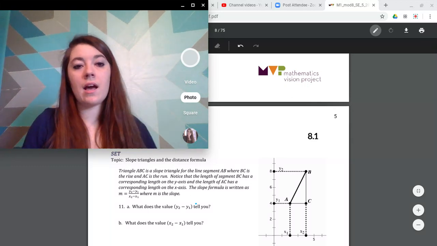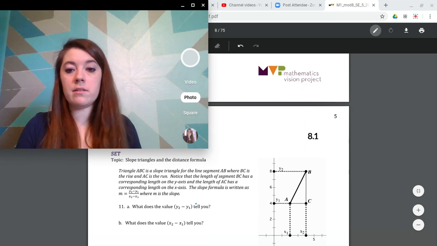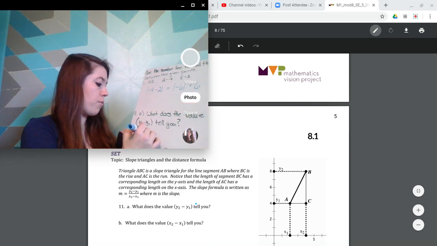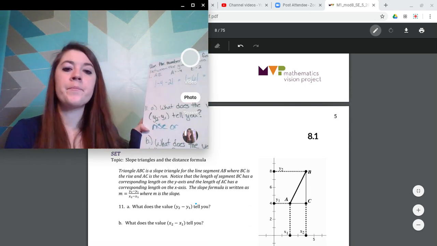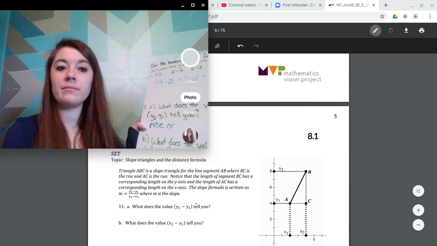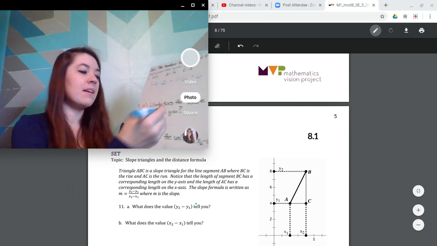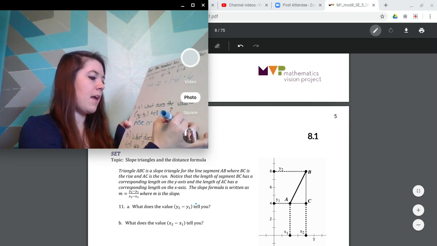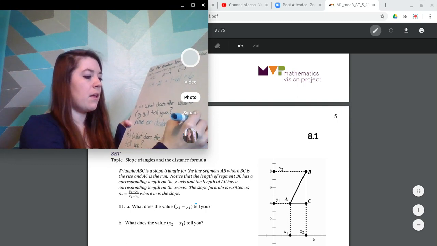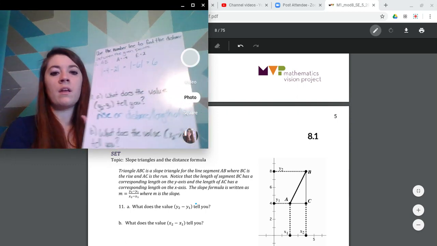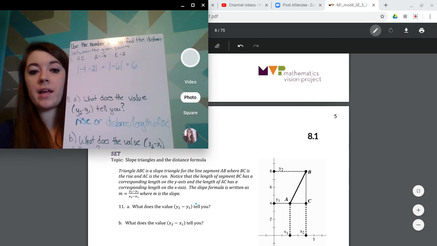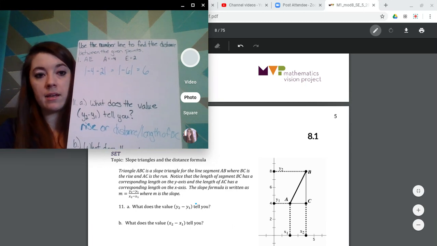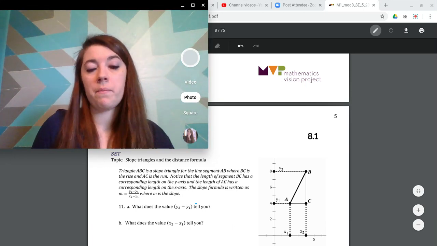Well, it's telling us, yes, the rise. So we know that BC represented the rise. So it's telling us the rise. Or what else is it telling us? The distance or length of BC. So by taking the y2 minus the y1, we're finding out the distance or the length of BC. We're also finding out what that rise was from our slope.